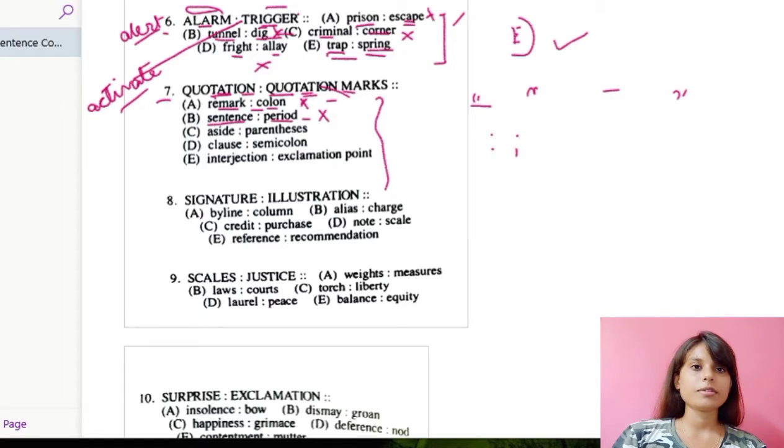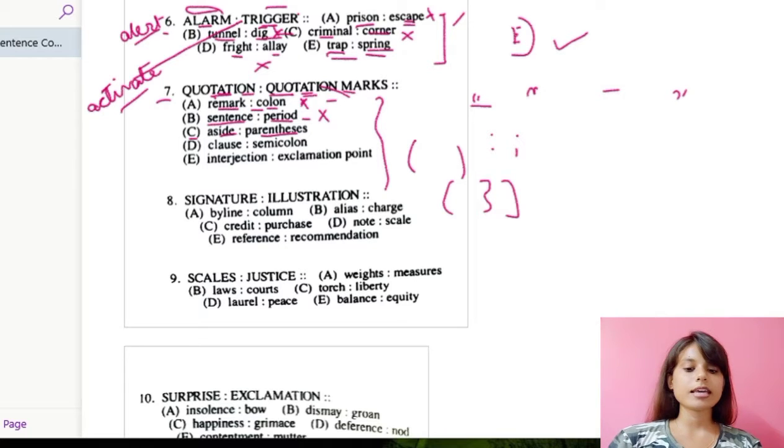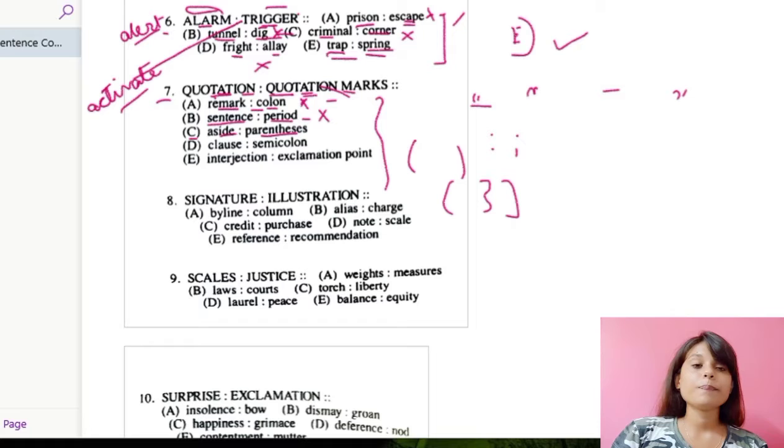Let us move over to number C, that is aside and parenthesis. Now aside means like you kept aside, and parenthesis means brackets. You know brackets, there are so many brackets, third bracket, second bracket, first bracket. So parenthesis means brackets. If I say aside, parenthesis actually separates or keeps the portion which is inside it separately. So you see this will go with number 7. So aside and parenthesis is going with quotation and quotation marks.